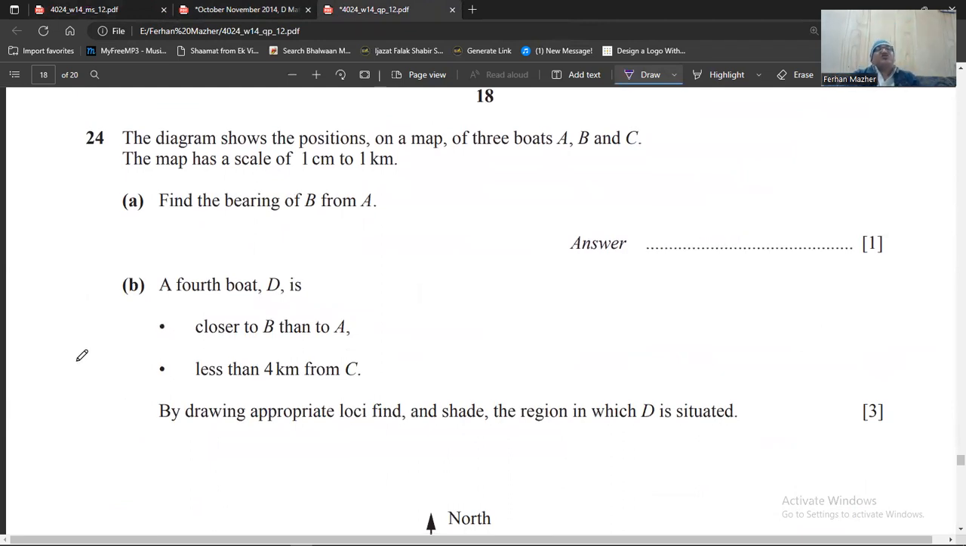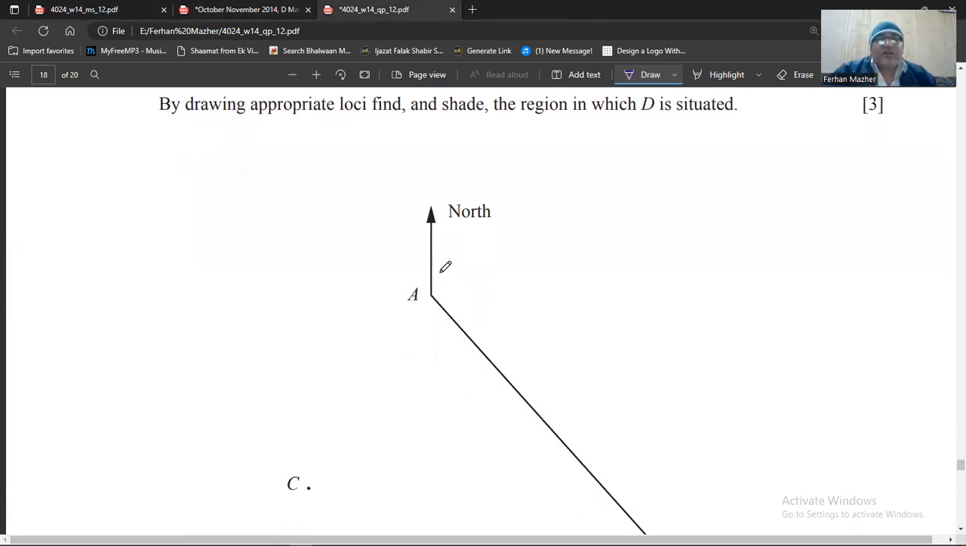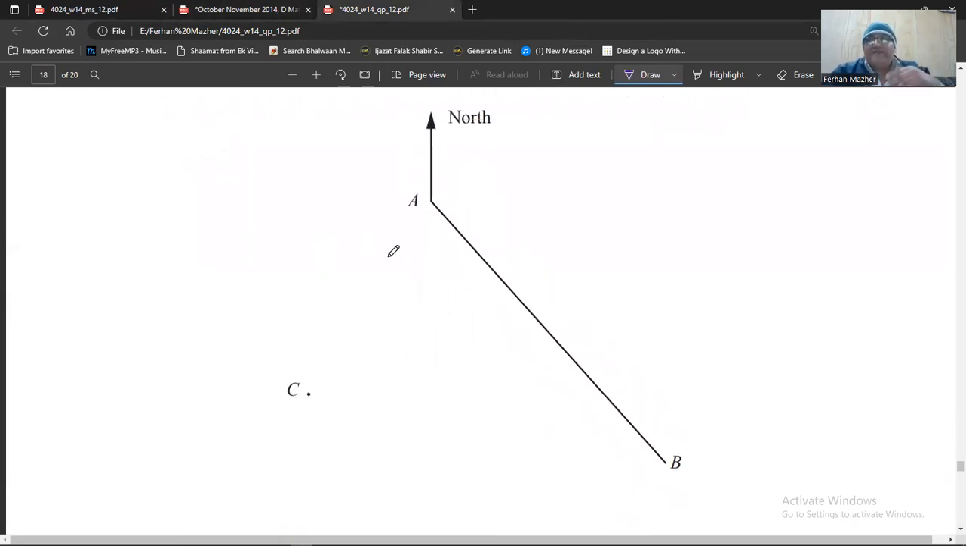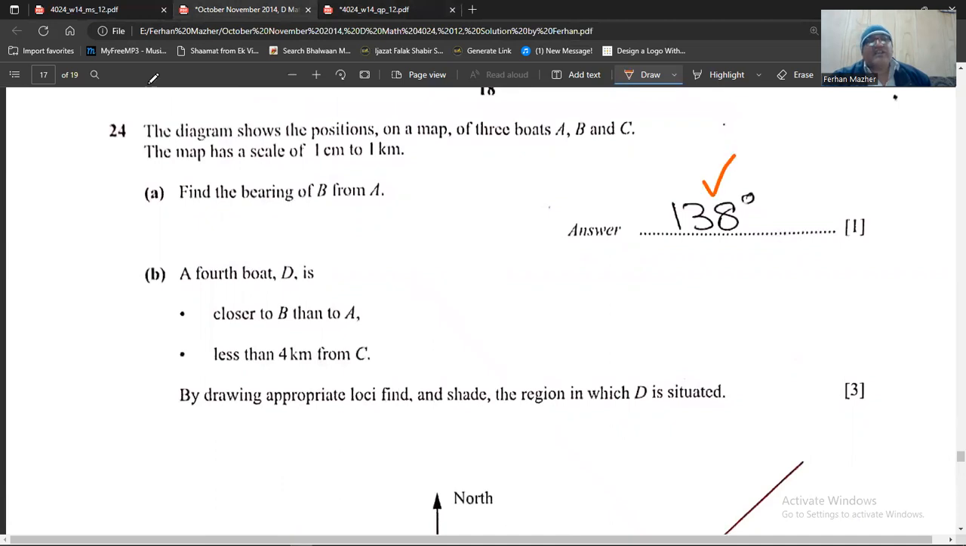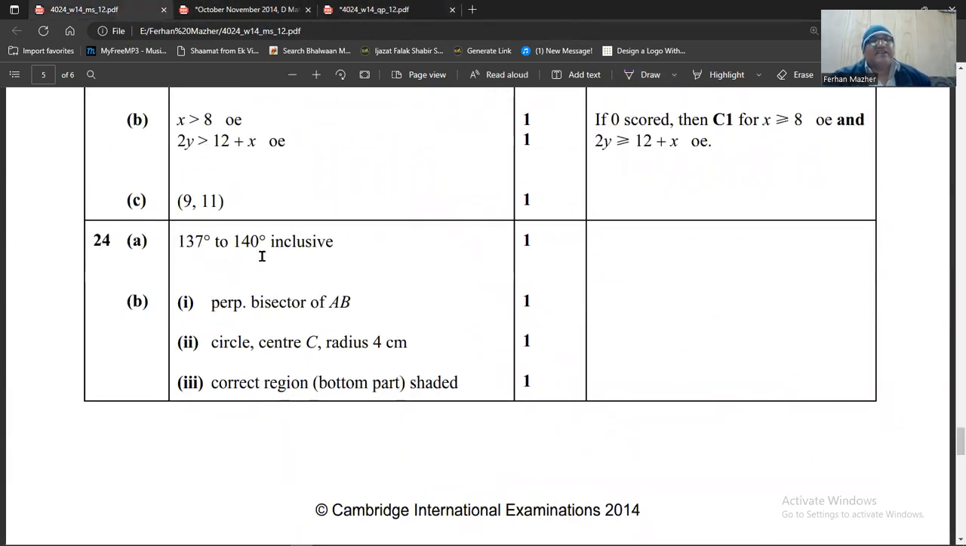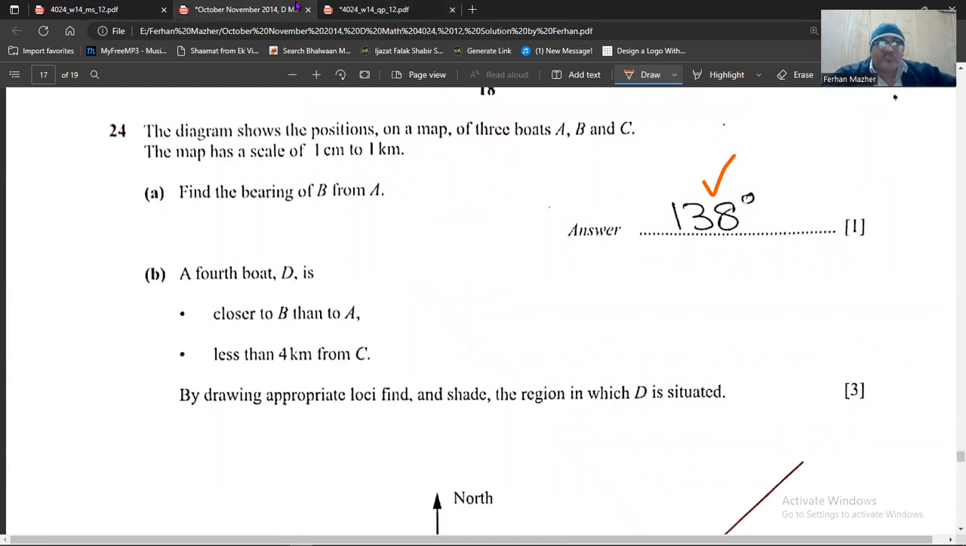The diagram shows the positions on a map of the three boats A, B, and C. The map has a scale of 1 centimeter to 10 kilometers. Find the bearing of B from A. So B from A means from A you have the north. From that north you have to go clockwise, and check how much this angle is. So you put your protractor here and check what the angle is. I have done that and found that it is 138. They say it is from 137 to 140, so 138 is within the range.